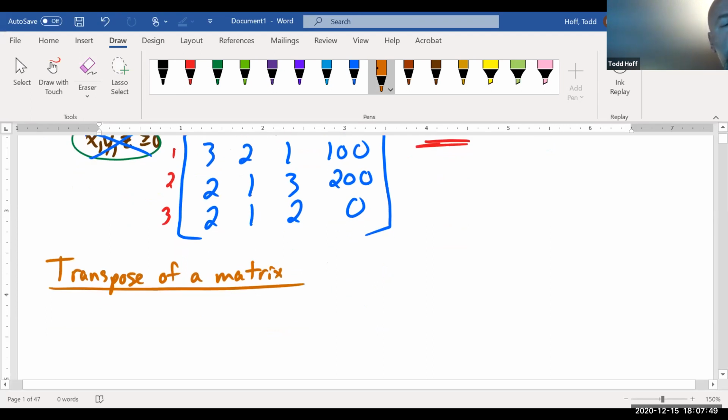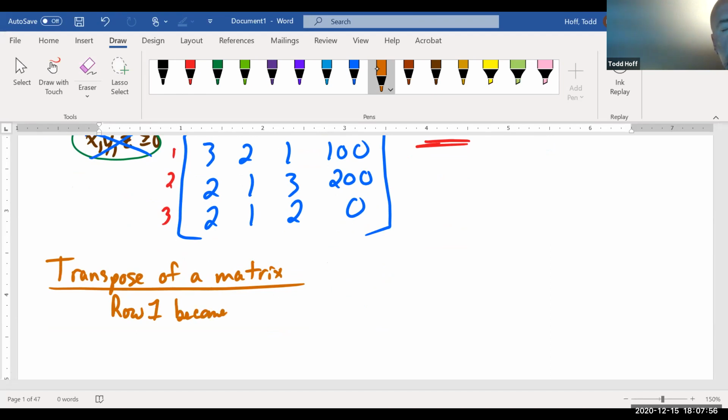Transpose of a matrix is row 1 becomes column 1. And of course, row 2 becomes column 2, and etc.